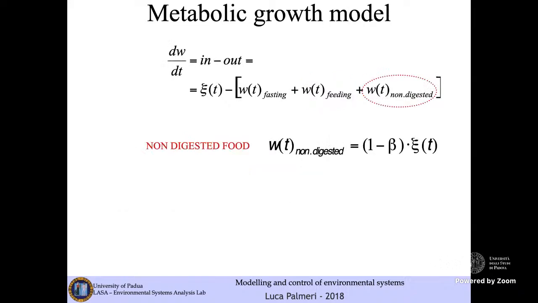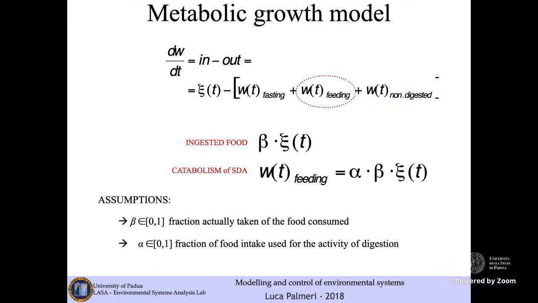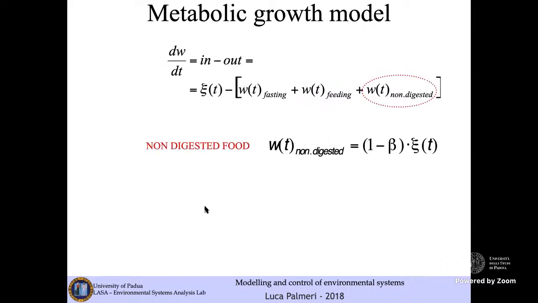Then we have to recall that some of the food is lost during the digestion process, so that some of the food is immediately converted into feces and excreted. We include this by simply saying that of the quota of food, beta is the fraction of ingested food actually taken up, and the reverse part, 1 minus beta, is the quota that is lost to the feces. This is why we write that the weight loss due to non-digestion is equal to 1 minus beta times the quantity of ingested food.